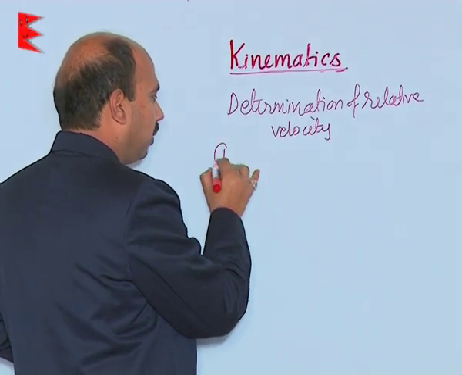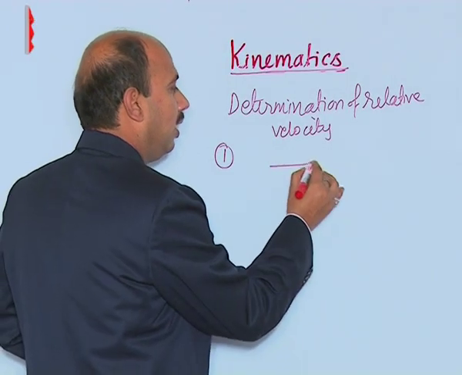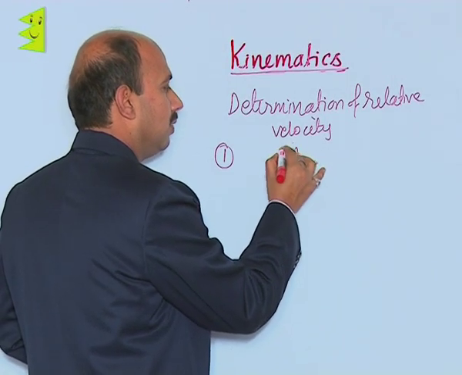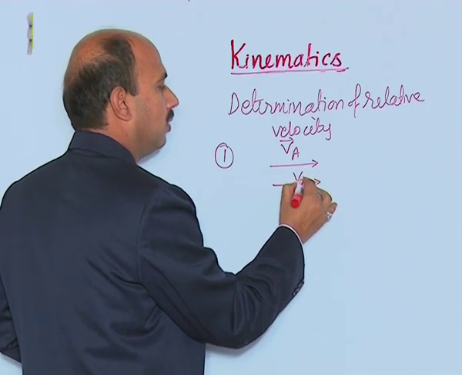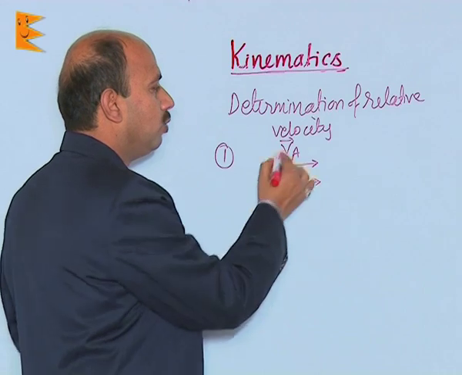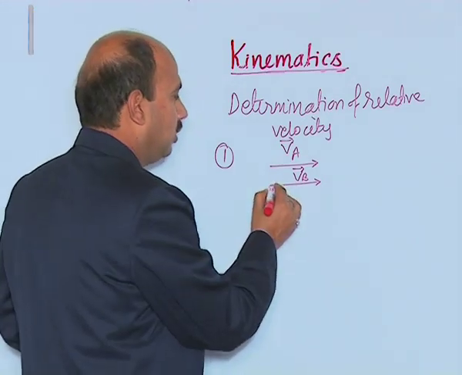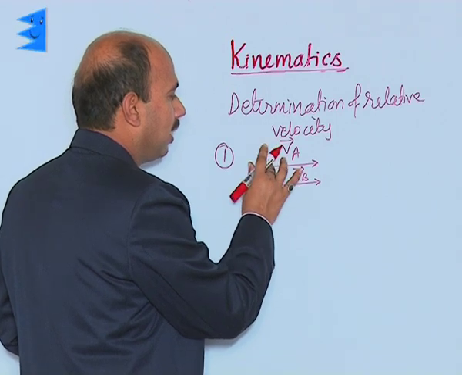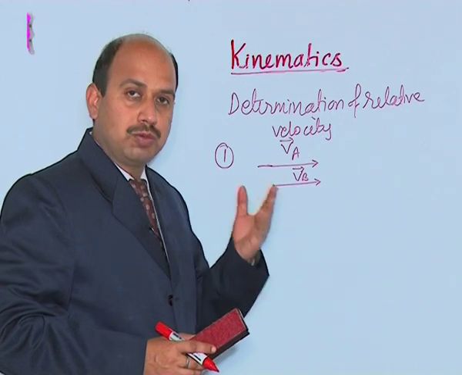Suppose, first I am taking the first part of the first case: body A is going this side with velocity V A and another body is also going this side with velocity V B. This arrow sign we are representing because velocities are vector quantities. So, these two bodies are going in the same direction. Now, we have to calculate the velocity of A with respect to B.